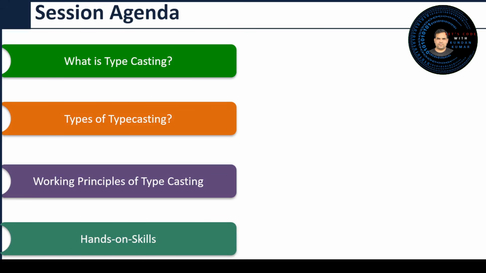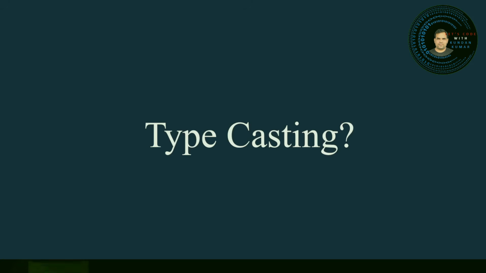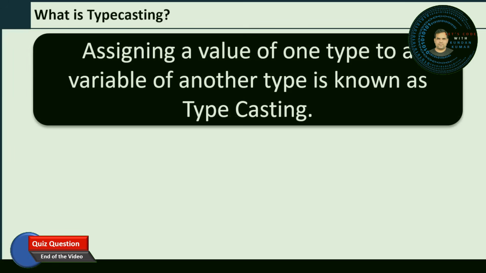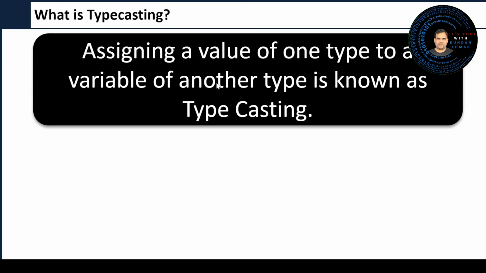Let's jump right in and make Java typecasting super easy to understand. So first things first, we should know what typecasting is. Typecasting is assigning a value of one type to a variable of another type.